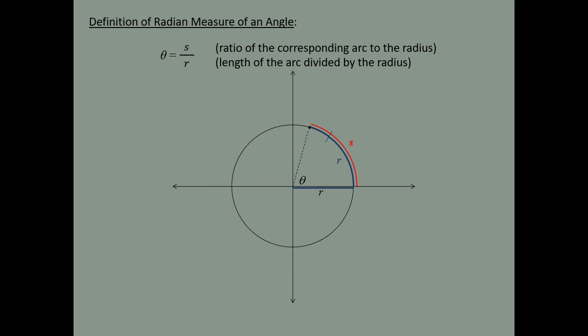Notice that in this diagram, the arc corresponding to the angle contains 1 full radius and approximately 1/4 of another radius. So the radian measure of this angle is approximately 1 1/4. And it doesn't matter how large or small the circle is, the arc length will always change proportionally to the radius. So this angle will always have a radian measure of 1 1/4. Let's look at an example where we use this definition.